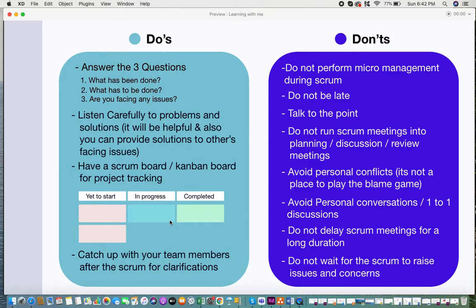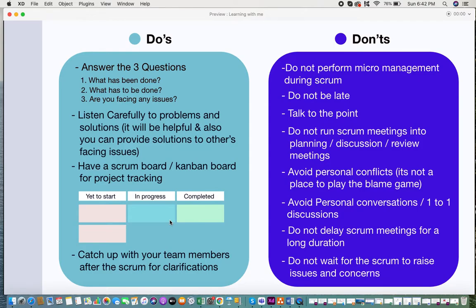The next point is, do not talk things that are not necessary, talk to the point. As I said, it's always good to mention what you have done, what is in progress, and if there are any issues that you're facing. So always make sure you stick to these questions and answer only these questions, or if it's very necessary, talk to the point. Else do not divert or deviate any conversation.